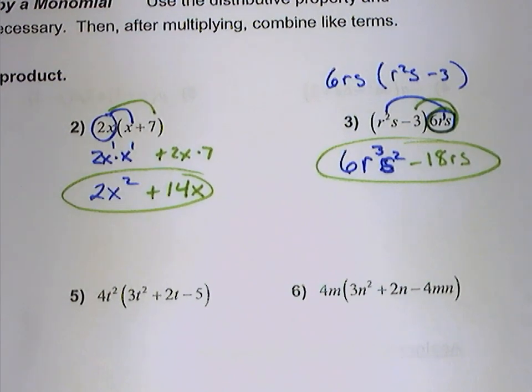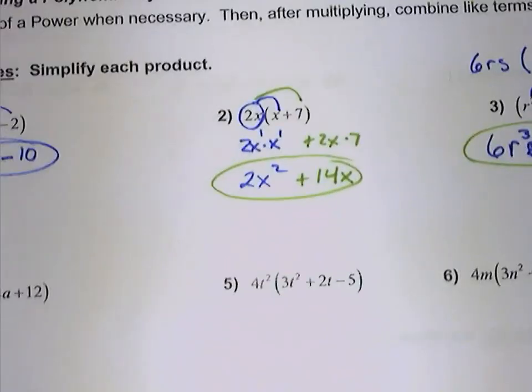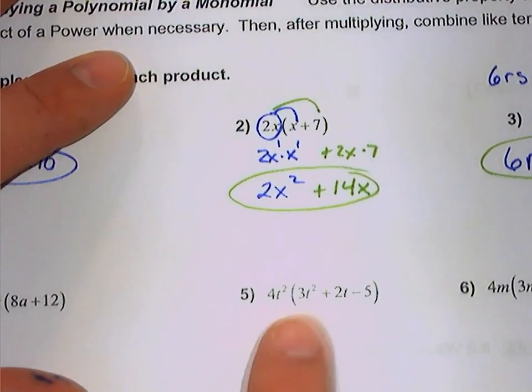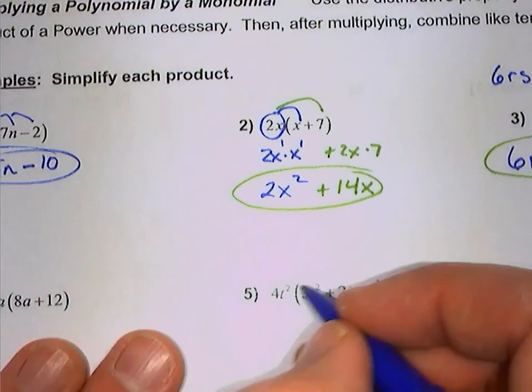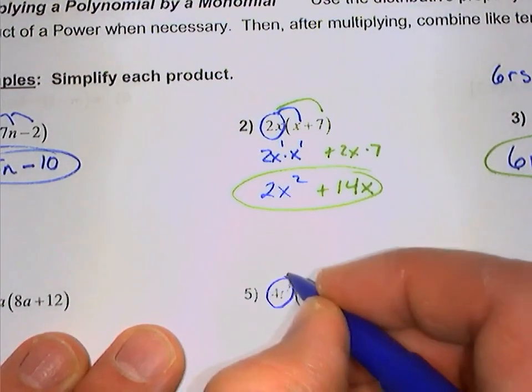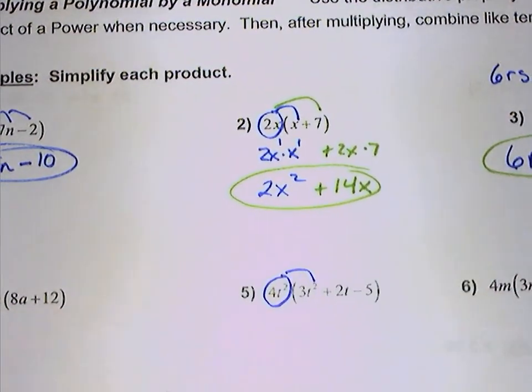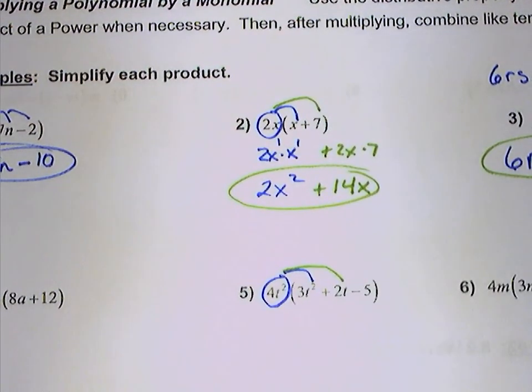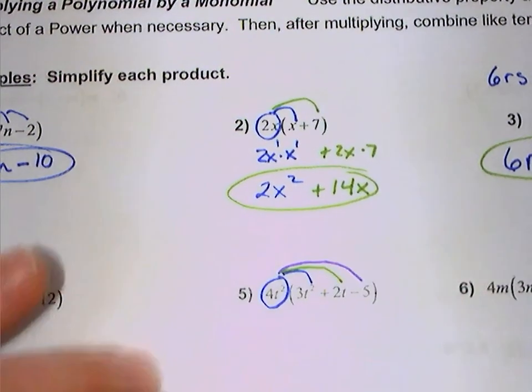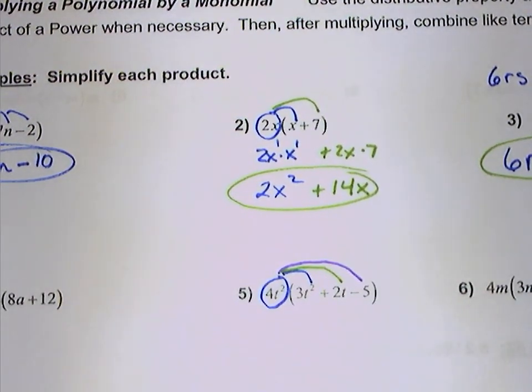Let's skip over 4 real quick. Let's try this one. Why don't you guys try number 5? You're going to take 4t squared now and multiply it to this trinomial, to each one of these guys. So take a second, see what you get. I'm going to do a different color for each one. And then we'll come back and do the one that has a fraction on it.